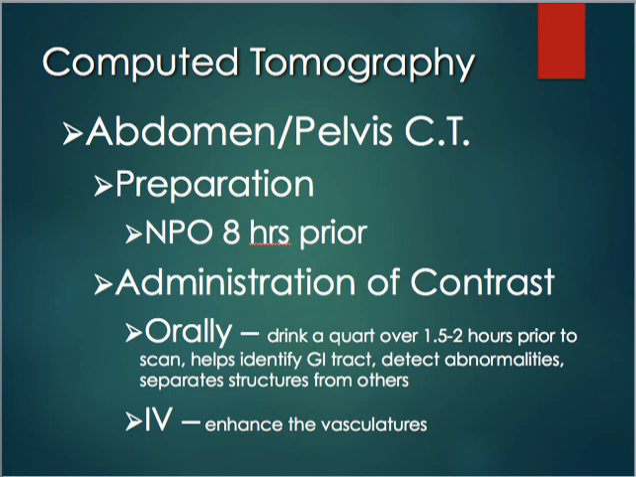The contrast is really going to help identify the GI tract, which includes the stomach, the small and large bowel. And it's also going to help detect abnormalities that are in these organs. Most abdominal scans will also include IV contrast, which helps enhance the vasculature. So vasculature is the arrangement of blood vessels that are in the body or in an organ.